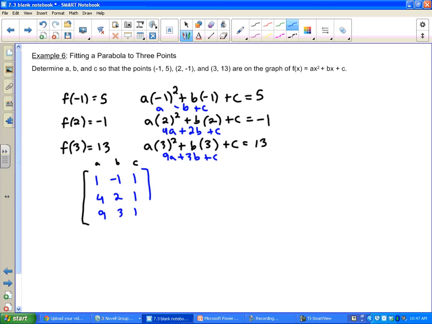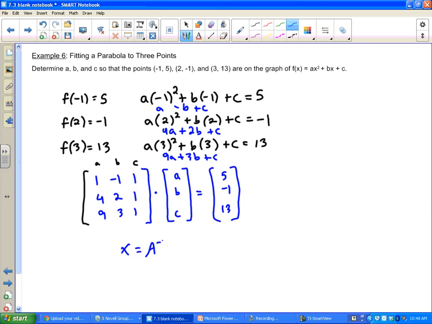There's our coefficients. This is matrix A. We're going to multiply that by, we wouldn't have x, y, and z here, we actually have a, b, and c. That equals our right-hand side, 5, -1, 13. So in our calculator, we're going to end up doing the inverse of matrix A times matrix B, and that'll give us the answer.